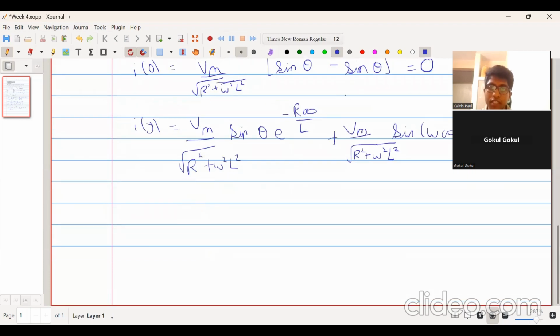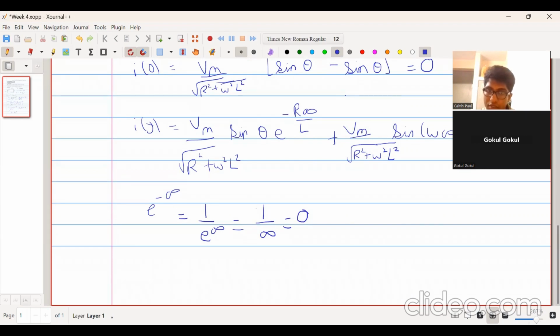Now e raised to minus R upon L into infinity: R and L do not take value 0, so when we multiply anything by infinity, it becomes infinity. So this can be written as e raised to minus infinity, which can be written as 1 upon e raised to infinity. Now e raised to infinity is infinity, so it becomes equal to 1 upon infinity, and 1 upon infinity is equal to 0. Okay, so does this make sense? So that's how we have proved that this will be 0.